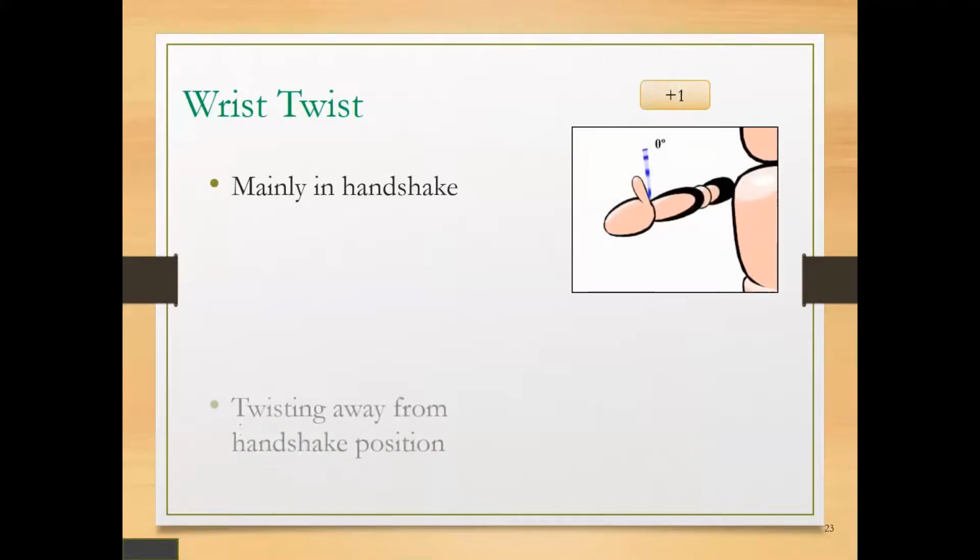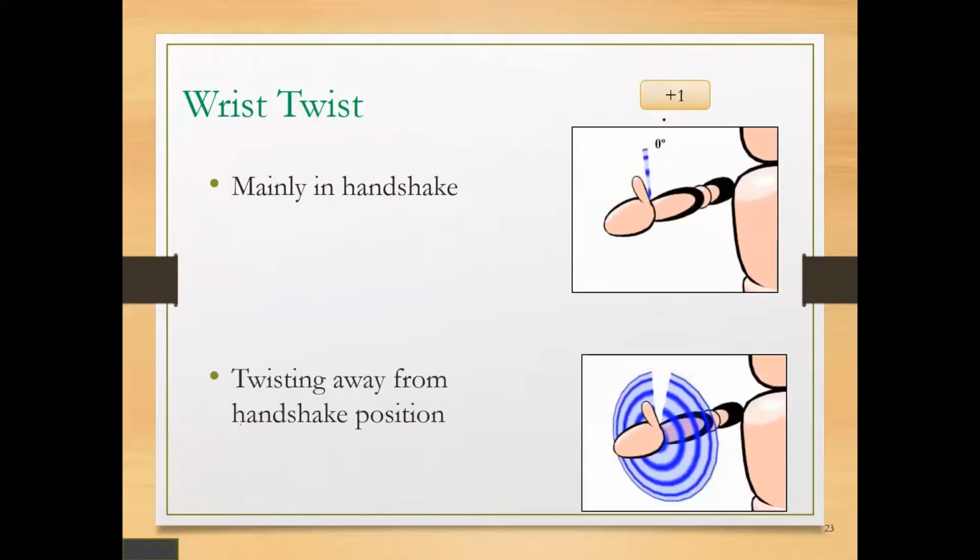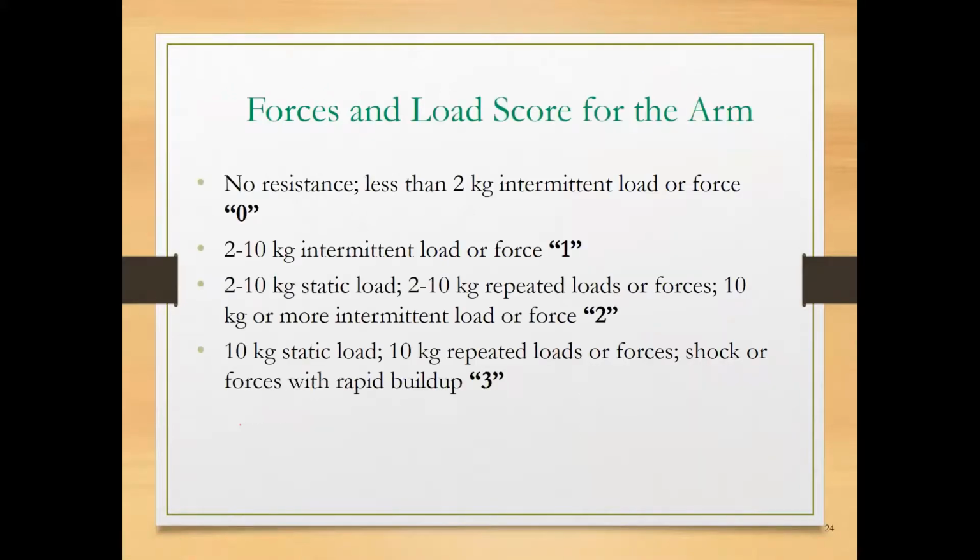Wrist twist, so if the wrist is in the handshake position, the score will be 1. Just handshake position, neutral posture. And if it is twisting, whatever is the angle of twist, the score will be 2. So there are 2 scores for wrist bending and wrist twisting.